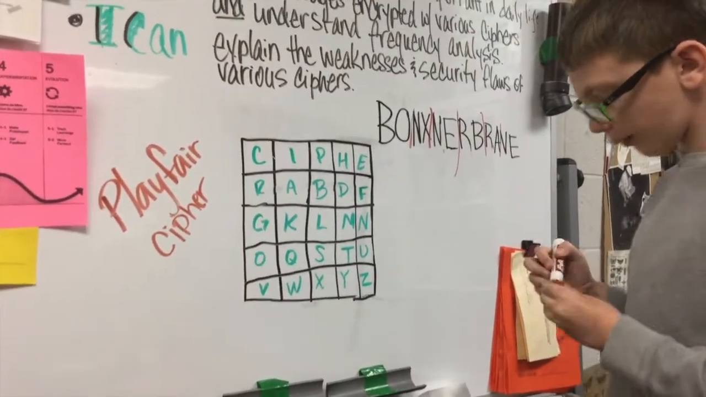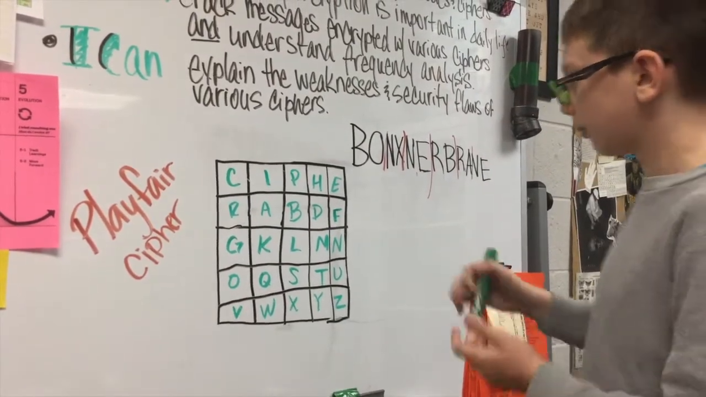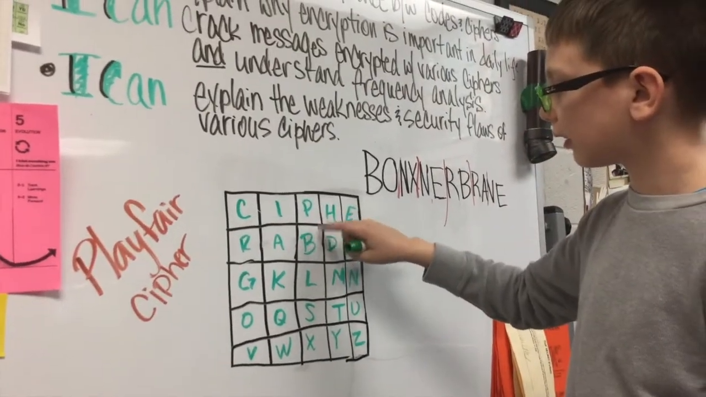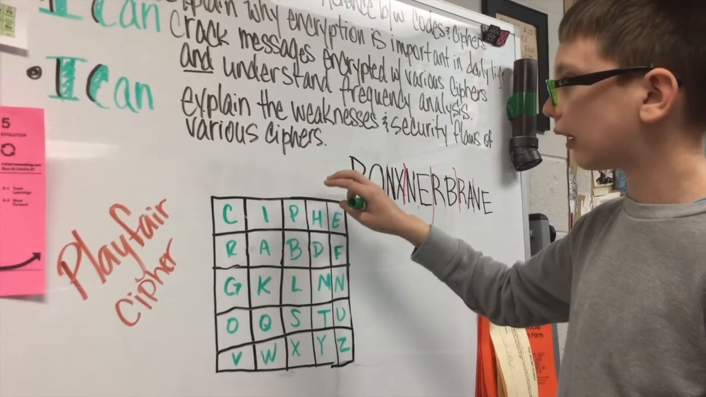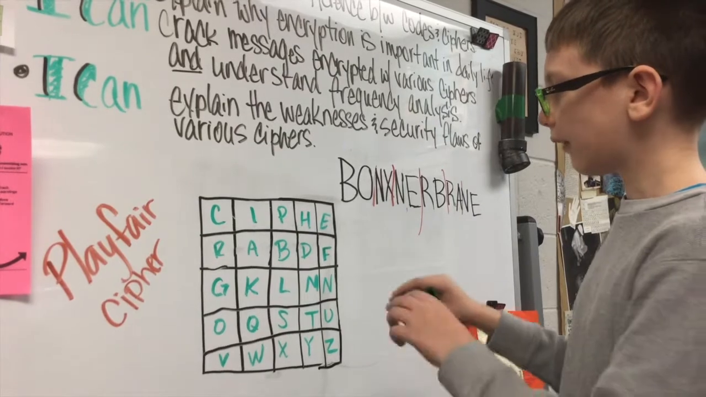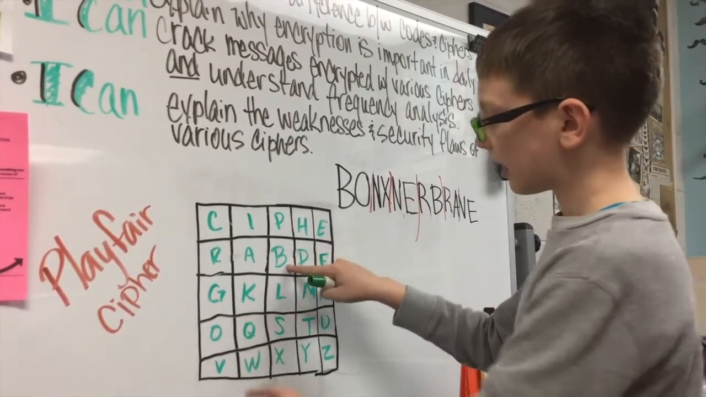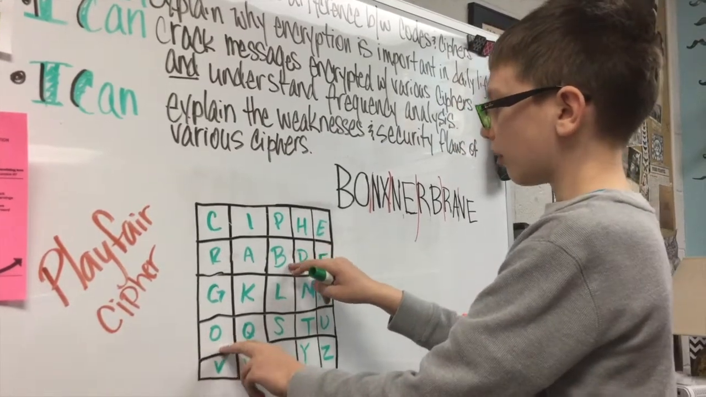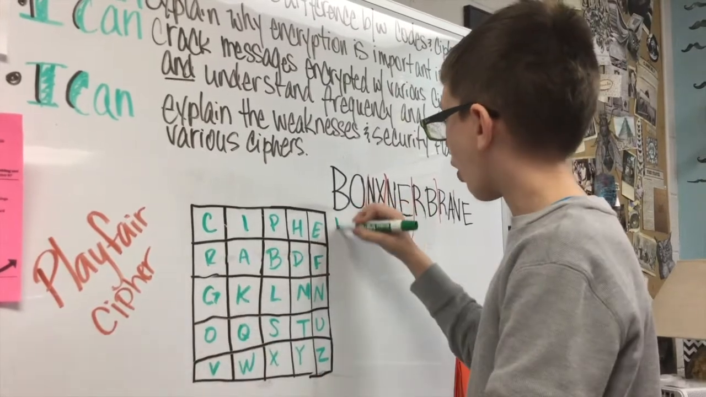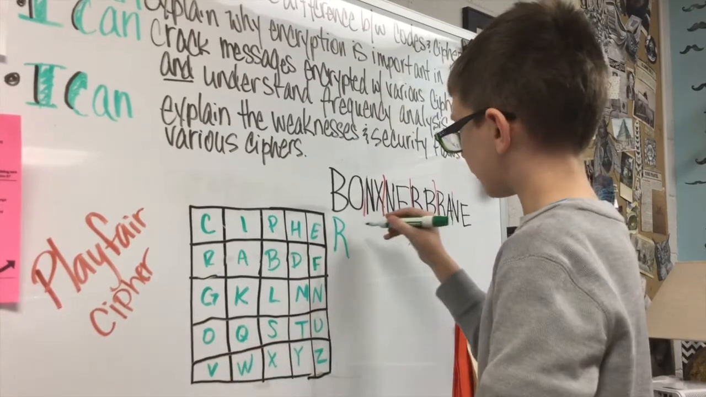And I will use rule 3 for the first one, since rule 1 is you use rule 1 if it's in the same column, rule 2 if it's in the same row, and rule 3 if it's in neither. So as you see for B and O, we have B here and O here. So since B is first, we'll take it to above O and read it R. And we take O under B, and it becomes S.